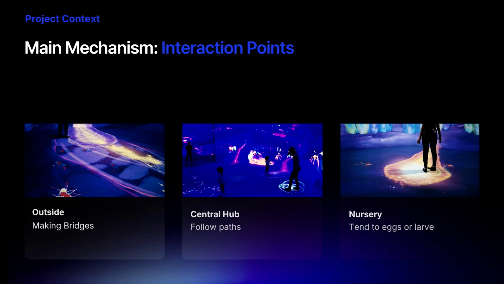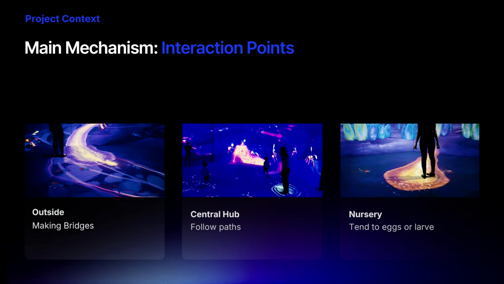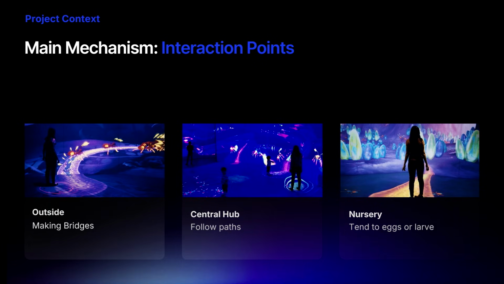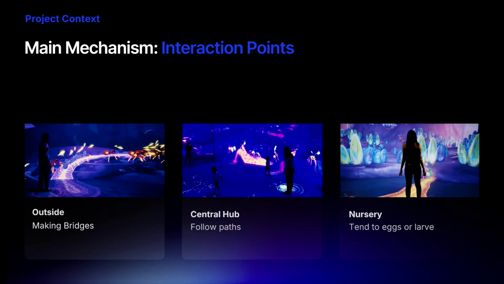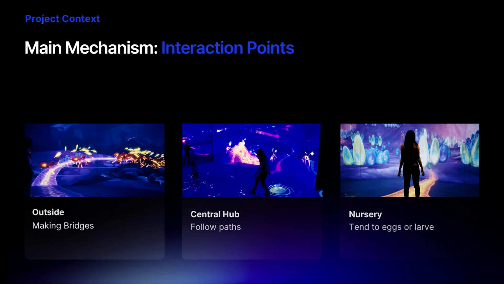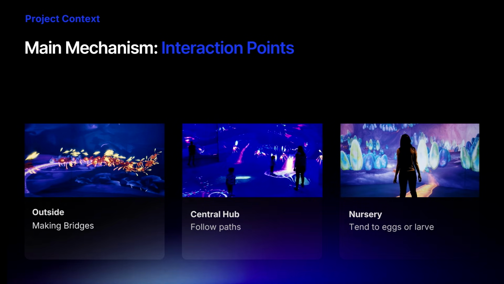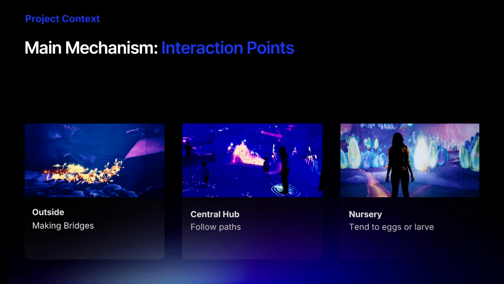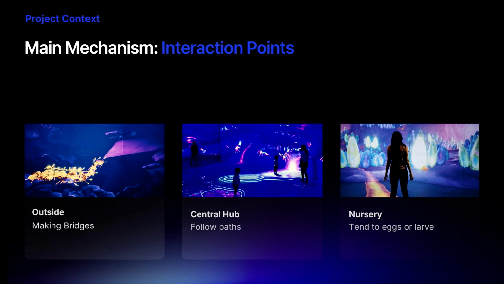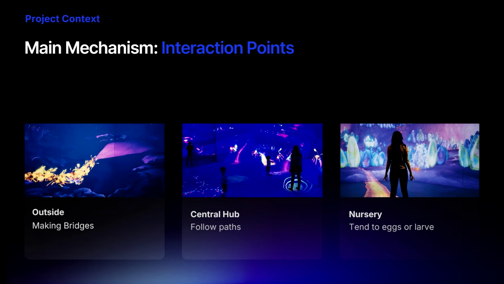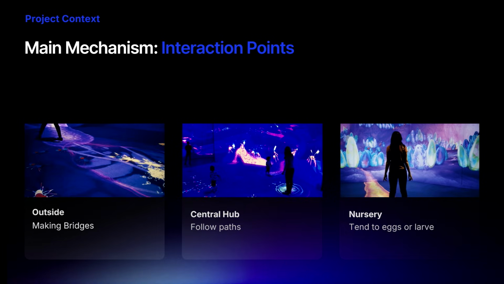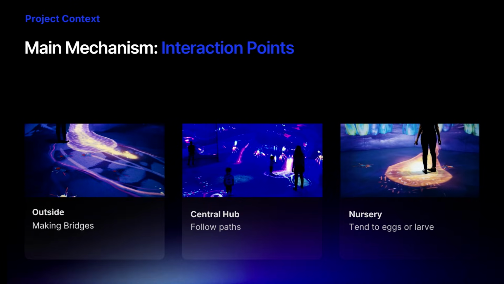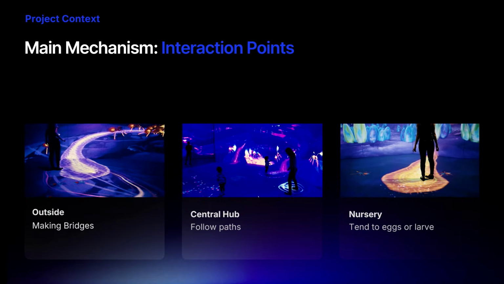And in each room, we also have different interaction points. So visitors can lead those ants to follow them to the interaction point and pass them to the specific slot. And in each room, those ants will behave differently when they perform tasks on the interaction point. For example, in outside, they will be making a bridge. You can see from the GIF. And in central hub, they will follow the path light ahead of them. And in nursery, they will go to tend to an egg or a larva.